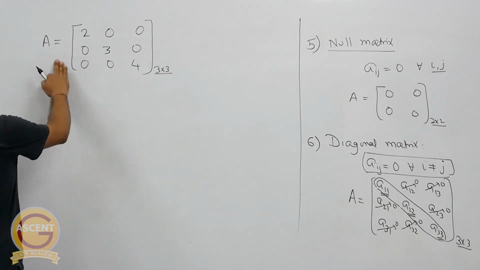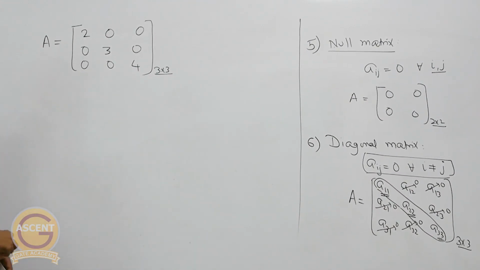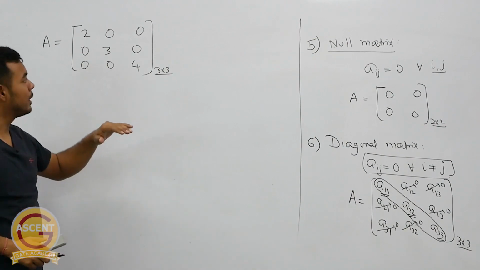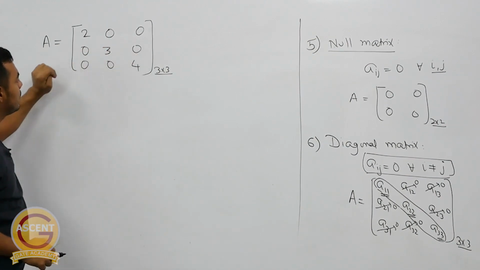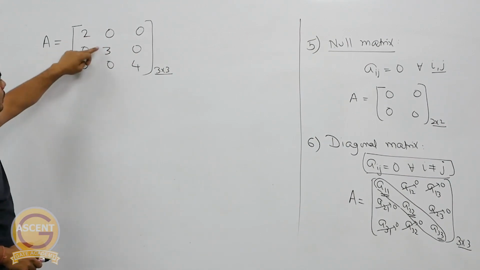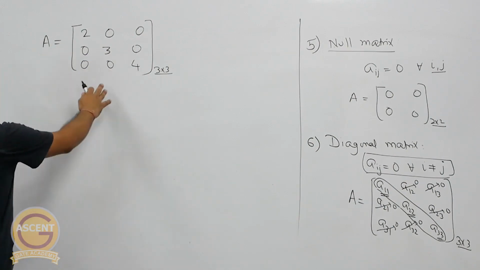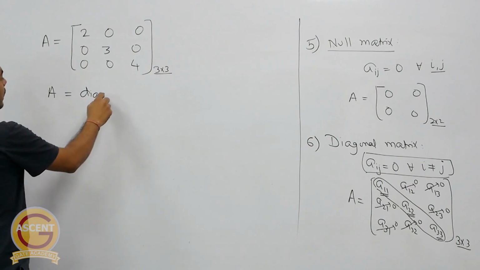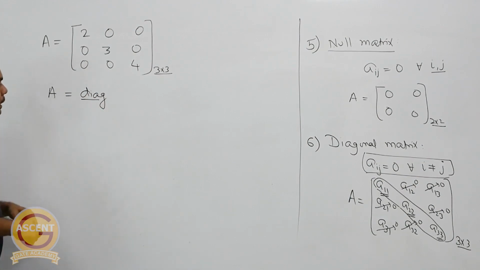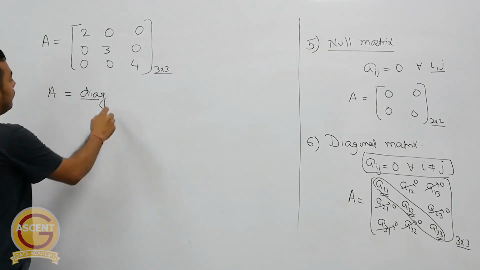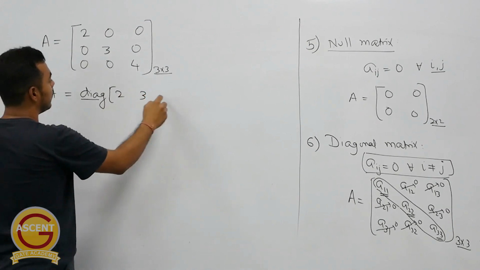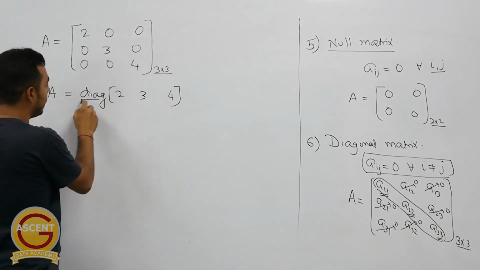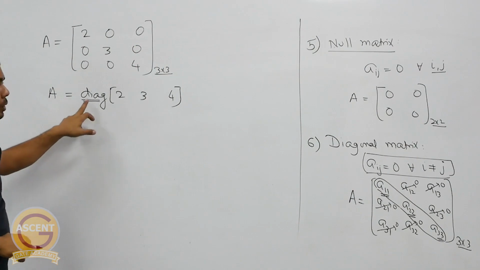Now there is another way of writing these diagonal matrices. See, we know that in case of a diagonal matrix, all the off diagonal elements will be 0. So it is sufficient to write only the diagonal entries. So I can write the same matrix in this manner: matrix A as diag. This will mean that the matrix is a diagonal matrix, and we can write only the diagonal entries 2, 3, 4.